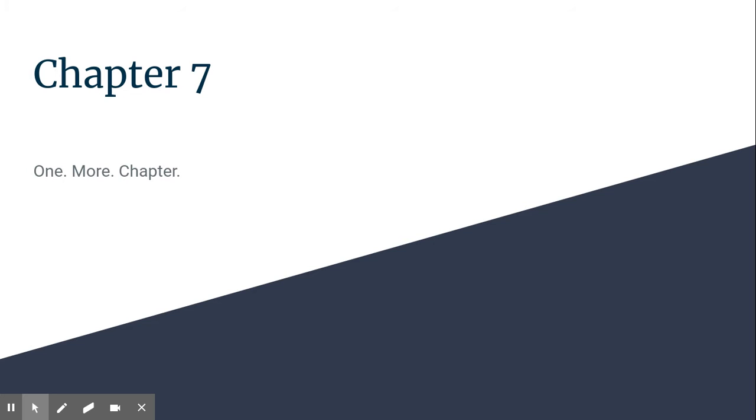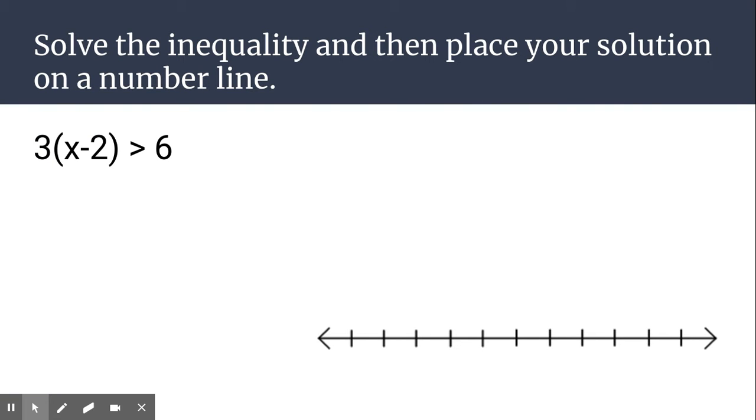This is our last chapter, and hopefully this gives you a little bit of insight into what we're going to be talking about here with inequalities. Hopefully, it maybe solves some issues that you had in your work in your last few virtual days.